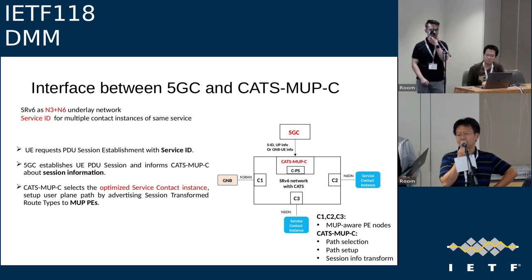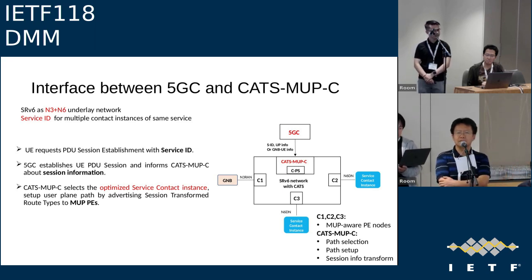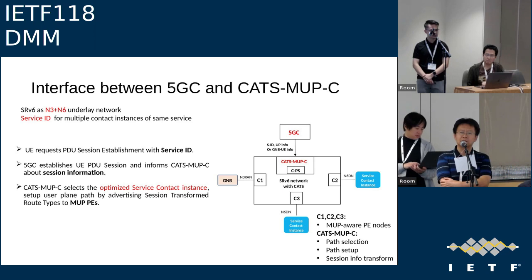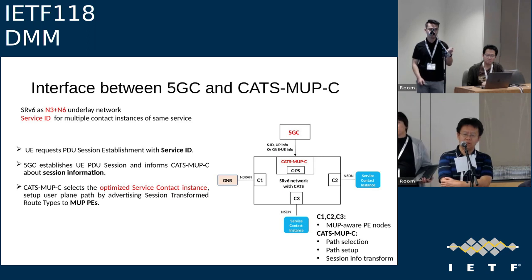We have the two solutions here. So about the service ID, we just request it after the 5GC establishes the UE PDU session, and we have the node B TEID. We have all the PDU session information, and we just collect it from the 5GC control plane, and then the CAMUC will do another thing about the underlying network infra.